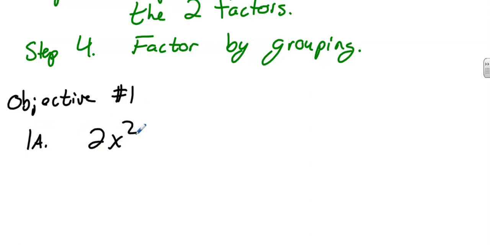Okay, so we're going to go 2x squared plus 13x plus 15. And we'll start all positive on the first couple ones that we'll do, and then we'll throw a negative in there.